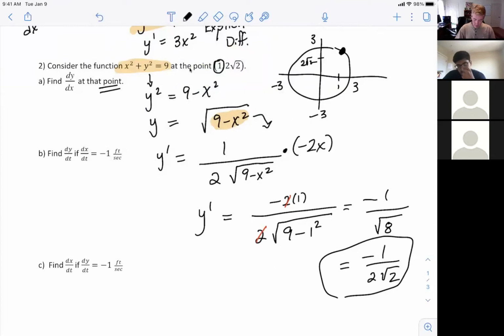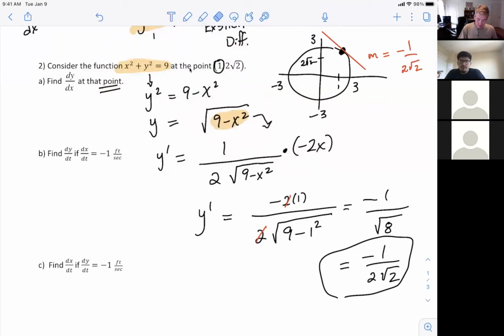Okay, now what we just found is if you take a tangent line and it hits right at that one point right there, then the slope of that line is negative 1 over 2 radical 2. And it's going down, so having a negative slope is definitely correct. All right, so that's slope.